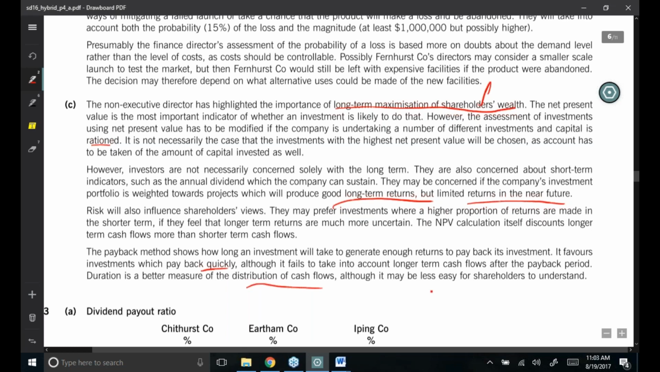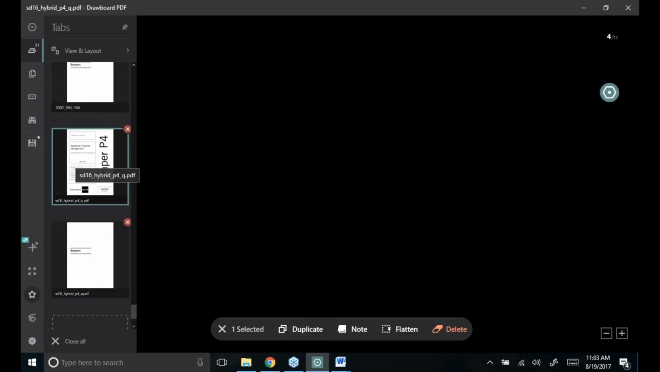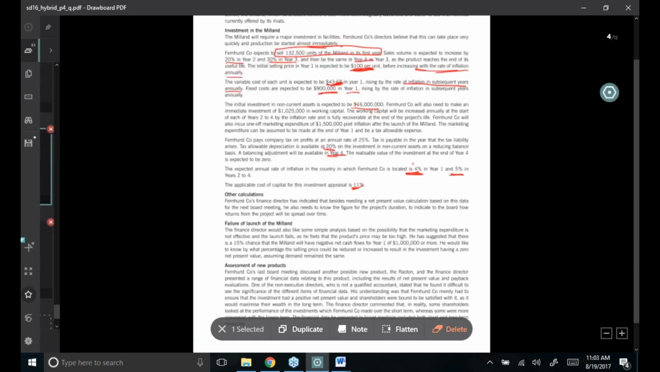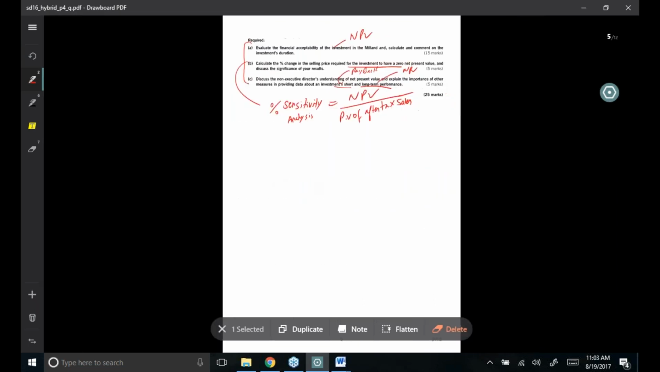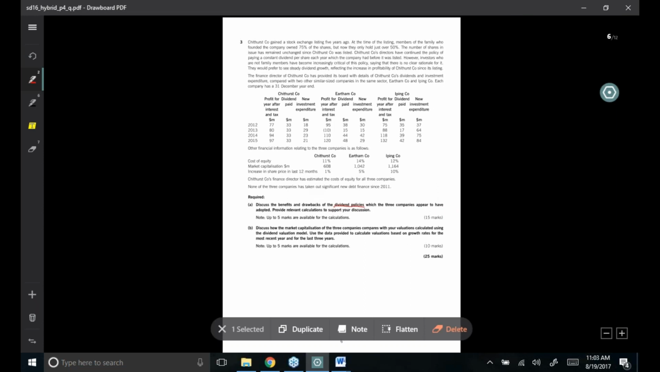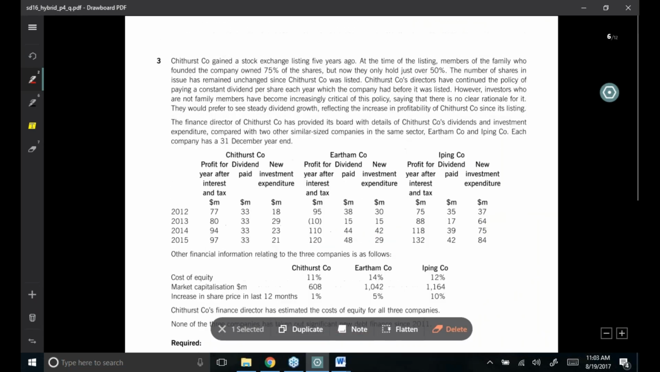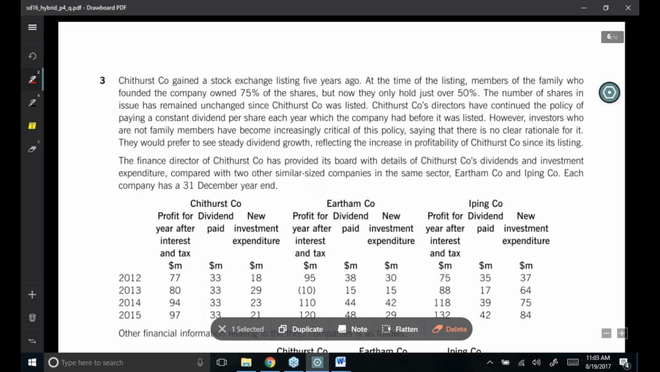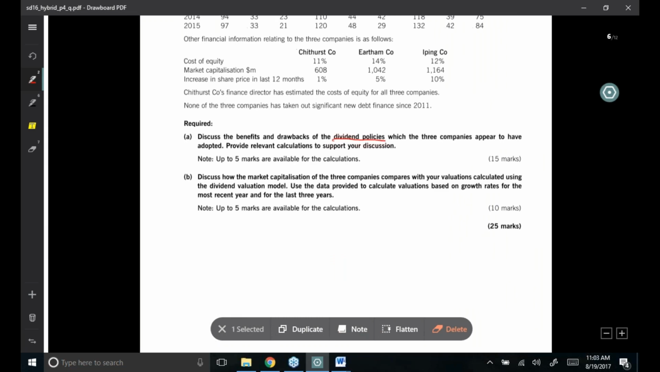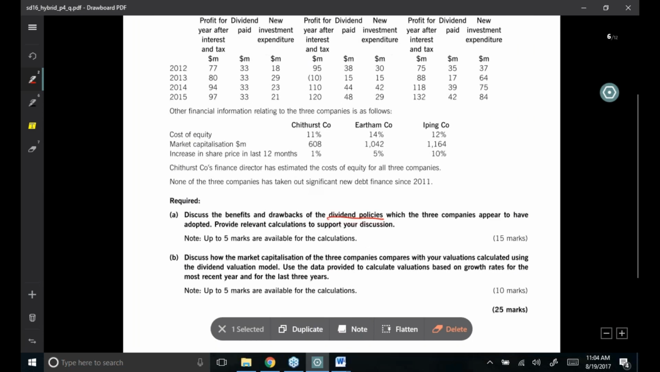Let's move to the third part, third question. Okay, just try to read this part. We will answer it in a few minutes. We will discuss in a few minutes.